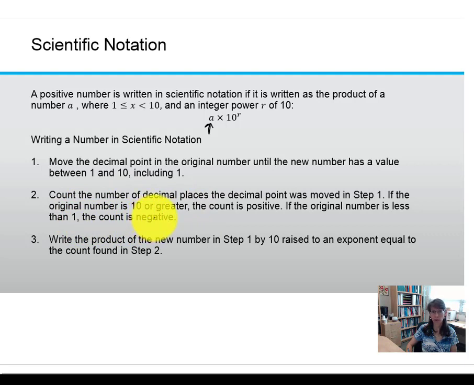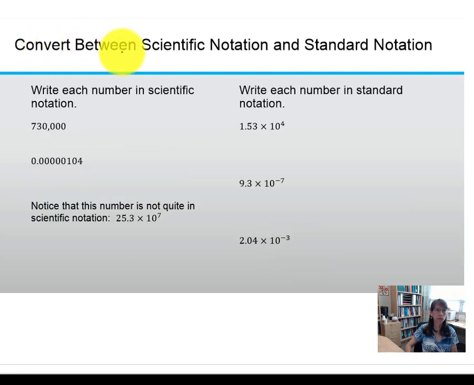So we're going to go through some examples to show you how all this works, because I know it can be a little overwhelming just to read all of these directions. Finally, we're going to write the product of the new number that we created in step 2 by 10 raised to some power. So let's try a few examples. We're going to convert between scientific notation and standard notation.